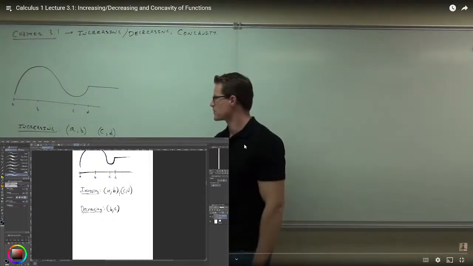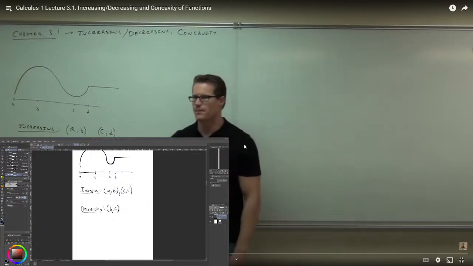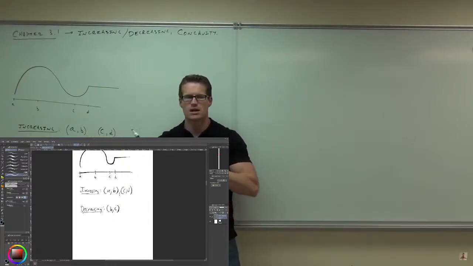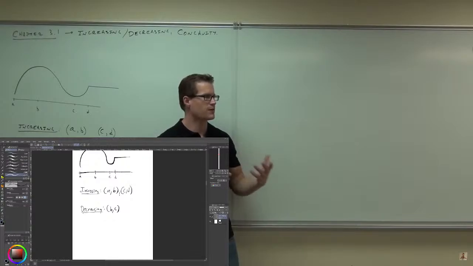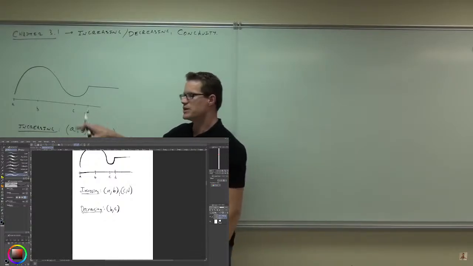D onward's pretty boring. D onward's just a constant. The slope is 0, it's going to stay 0 forever. What I do want to talk about are the slopes of the increasing and the decreasing intervals. What's happening to that function on those intervals? Let's look at A to B.